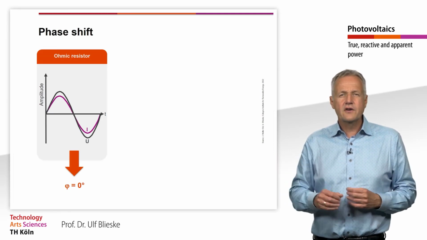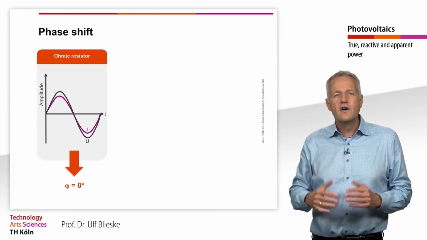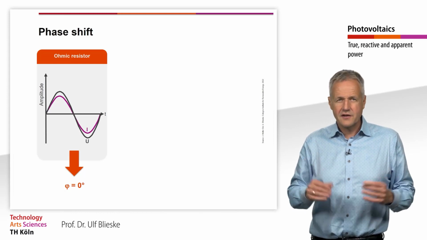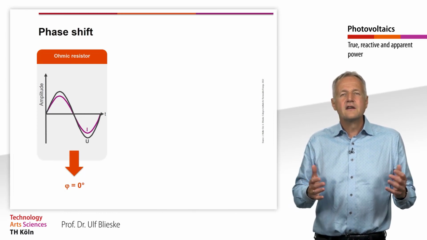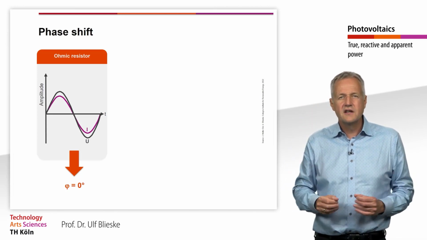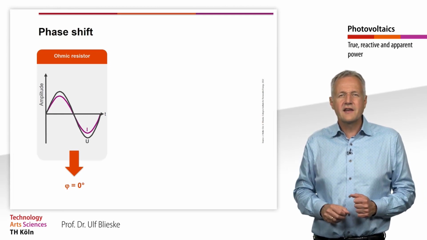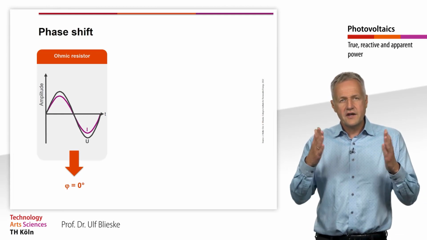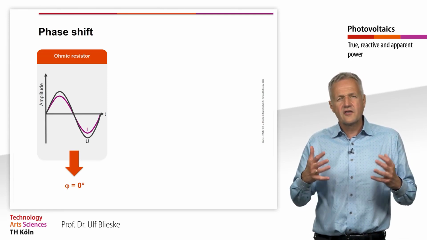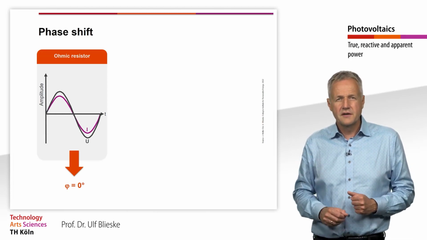In an AC network, current and voltage have a sinusoidal characteristic with a frequency of 50 or 60 Hz respectively. Ideally, the maximum values and the 0 points of current and voltage in an alternating current occur simultaneously. We can say current and voltage are in phase. The phase shift phi between voltage and current is 0 here.